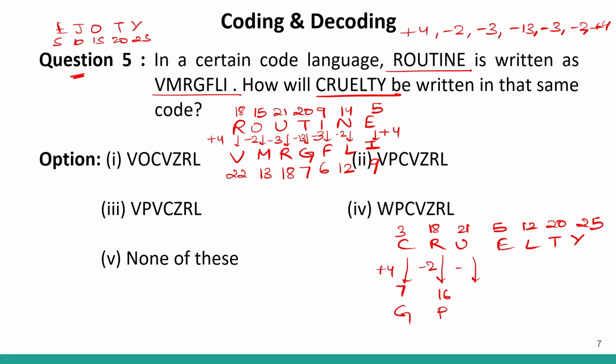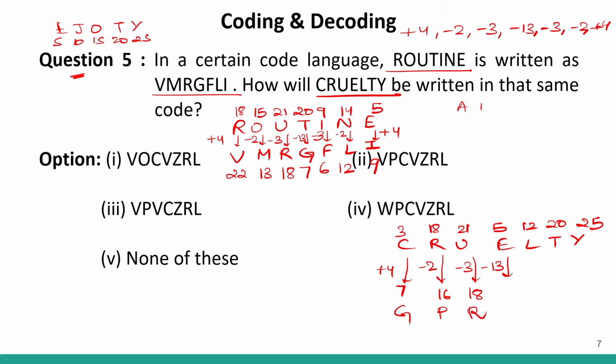If I go -3, I will get 19. 19 is S, correct? Sorry, -3, I'll get 18. 18 is R, correct? Then over here, -13 I have to go. So if I go -13, basically from E, I will go in loop. I will go back to loop.